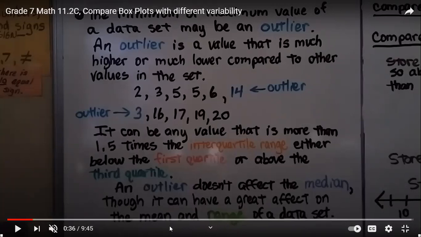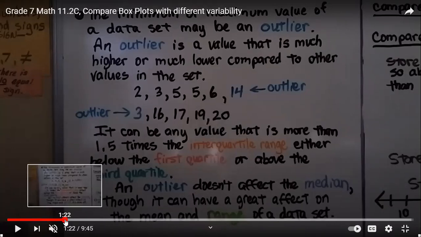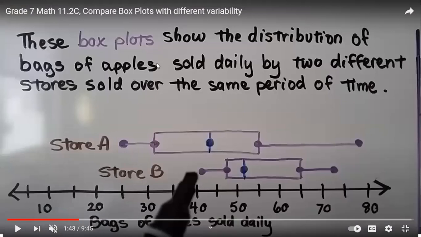Why? Because if you want to calculate the mean, you have to add all the numbers together and divide by how many numbers there are. So the outlier will affect the mean and range, because if you want to calculate the range, you find the difference between the least and the greatest value. Understood this part? Yes. Okay.